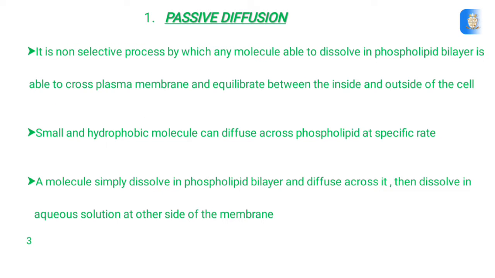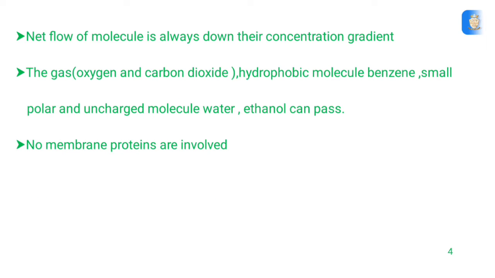It is a non-selective process by which any molecule able to dissolve in the phospholipid bilayer can cross the plasma membrane. Small and hydrophobic molecules can diffuse across the phospholipid at a specific rate. Net flow of the molecule is always down their concentration gradient. Examples of passive diffusion: gases, hydrophobic molecules, benzene, and small uncharged molecules like water and ethanol.